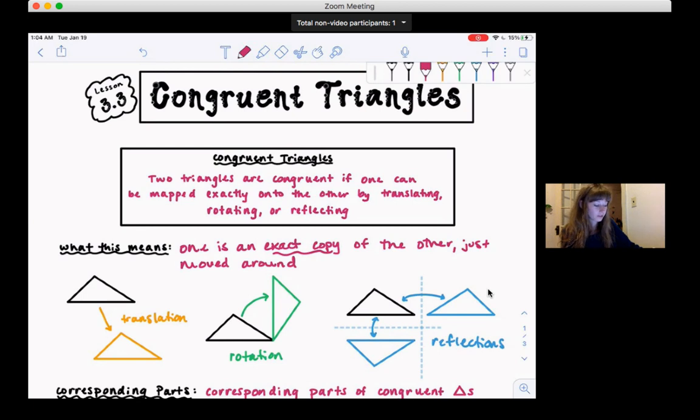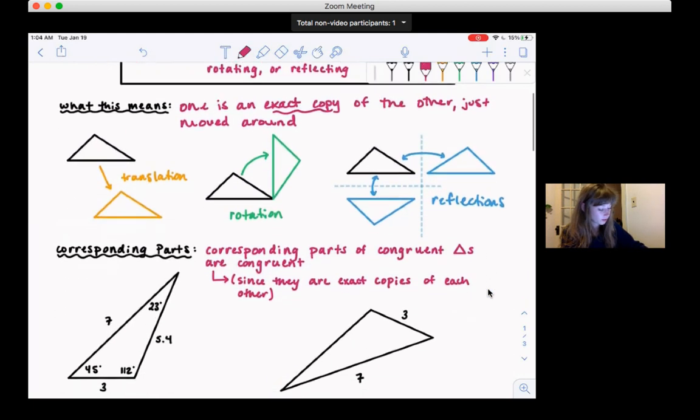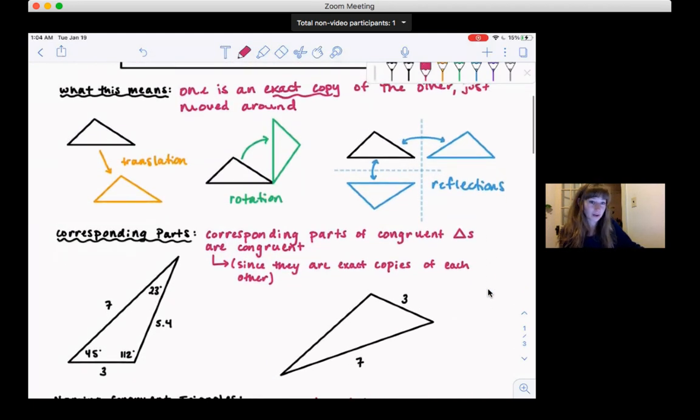So they're going to have the same angles and the same sides in the same configuration. And that leads us to our next point. So a big thing we're going to talk about with congruent triangles is their corresponding parts as we get deeper into learning about congruent triangles. And the important fact here is that corresponding parts of congruent triangles have to be congruent. They have parts that match up. And this is because they're exact copies of each other, right?